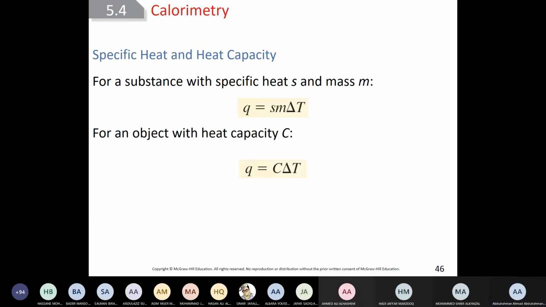Now, when we want to measure the heat for any substance, heat Q is equal to, okay, tell me, Q for the water, what is it? What's this? Specific heat. What's this? Mass. Mass in gram. What's this? Change in temperature. What's the unit for S?